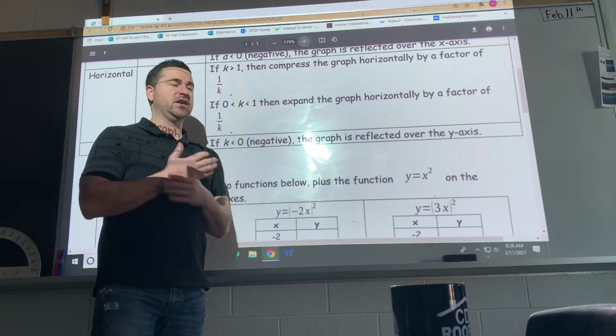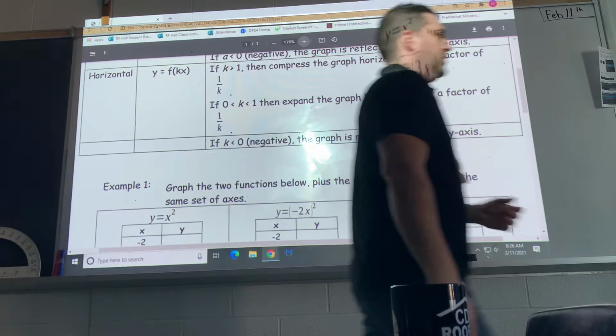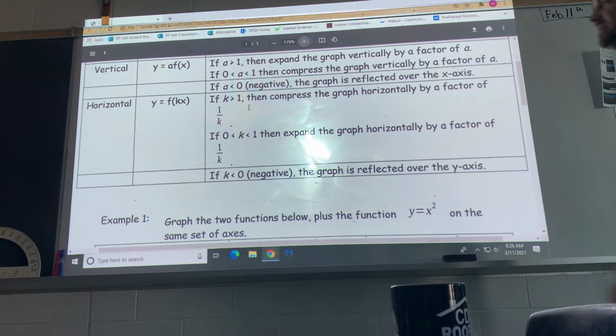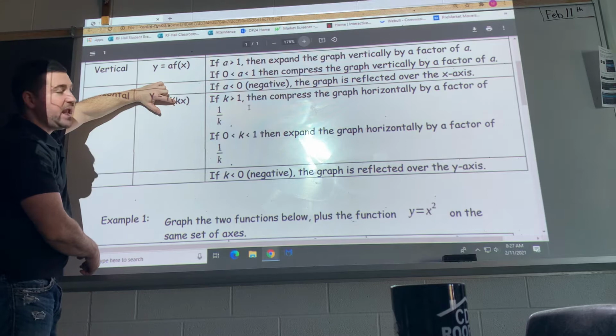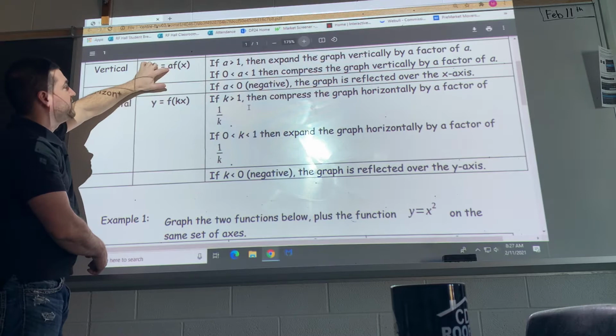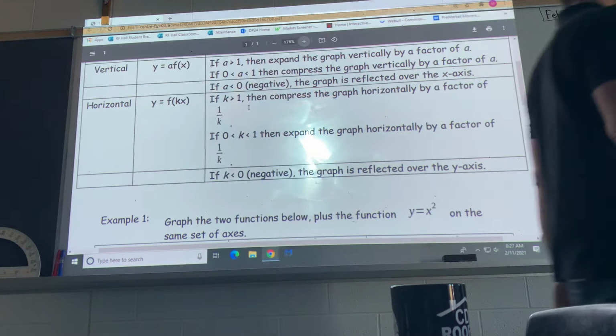Do note, to be able to identify the A and the K: the A is in front of the function, whereas the K value will be in the brackets with the x. So A is in front of the function, K is next to the x, and I'll show you how to distinguish between the two.